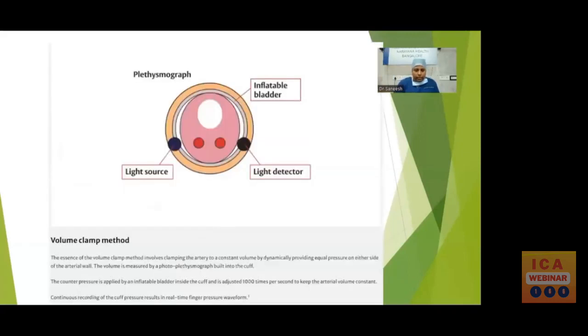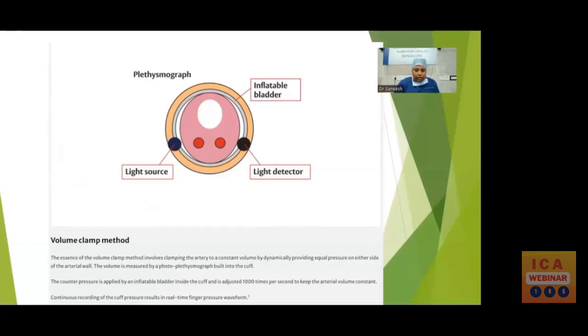In the volume clamp method, the counterpressure is applied by an inflatable bladder inside the cuff and is adjusted 1,000 times per second to keep the arterial volume constant. The essence of the volume clamp method involves clamping the artery to a constant volume by dynamically providing equal pressure on either side of the arterial wall.